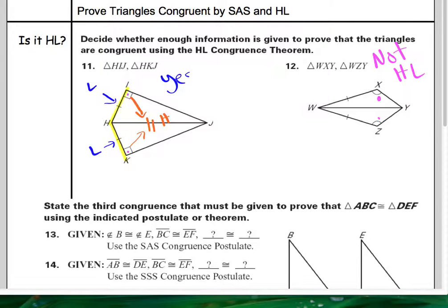So yes, congruent by HL. Let me double check the statement. HIJ, H to I to J, HKJ, H to K to J. That's matching order. The corresponding things are lining up. So that is the right order.